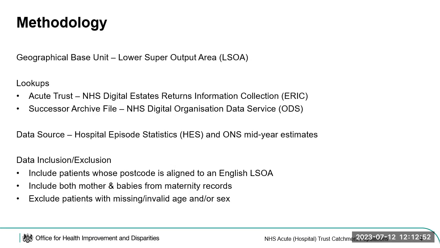We mentioned that we use the hospital episode statistics data and mid-year estimates. And some caveats: we only include patients whose postcodes are aligned to an England postcode. We do include both mothers and babies because as far as we're concerned, that's activity-based and that's been utilized. And we also exclude patients with missing or invalid age and sex because we only want to work with our known knowns.